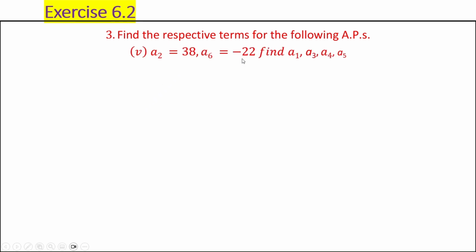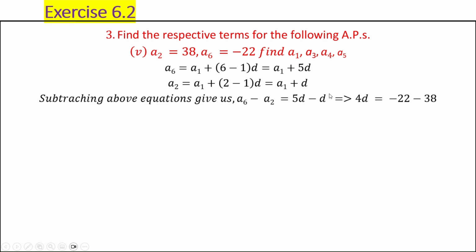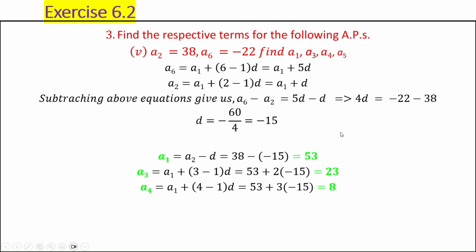A2 is given, A6 is given, find A1, A3, A4, A5, same way. A1 plus 5D is A6, A2 is equal to A1 plus D. These two values are given, so A6 minus A2 equal to 5D minus D, which is 4D equal to minus 22 minus 38, so D is equal to minus 15. Once we know the D, then we can find out all the values. Next.